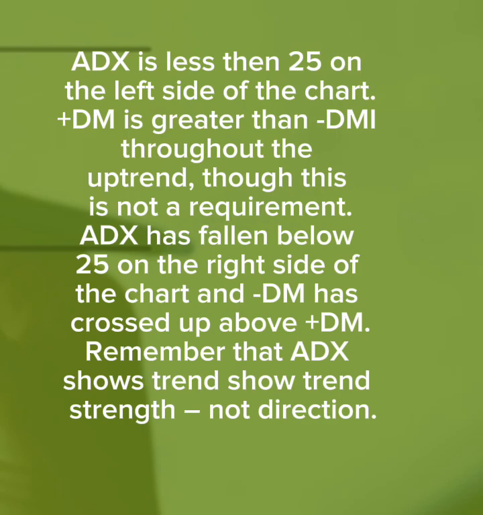ADX is less than 25 on the left side of the chart. Plus DMI is greater than minus DMI throughout the uptrend, though this is not a requirement. ADX has risen above 25 on the right side of the chart and minus DMI has crossed up above plus DMI. Remember that ADX shows trend strength, not direction.